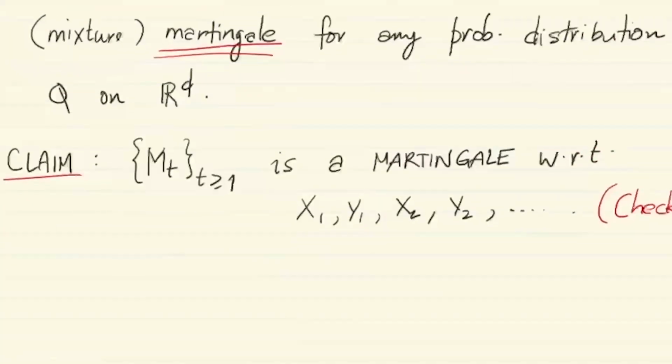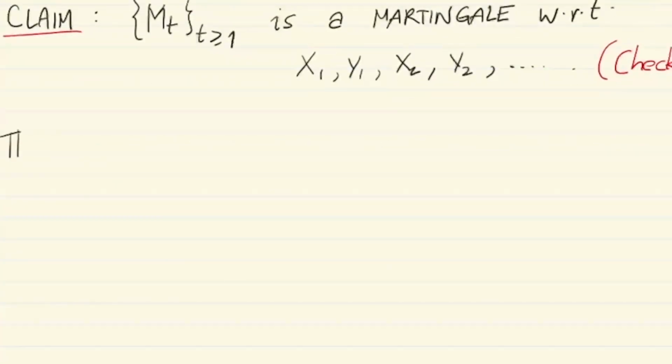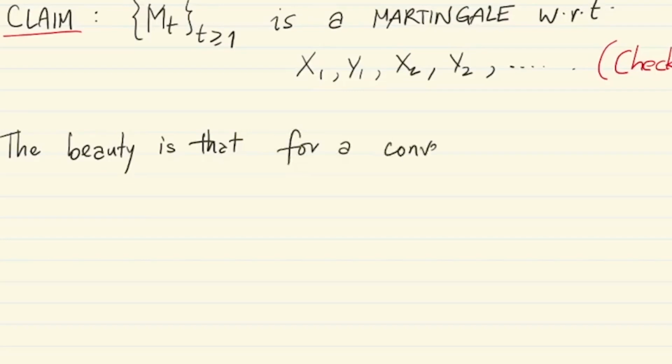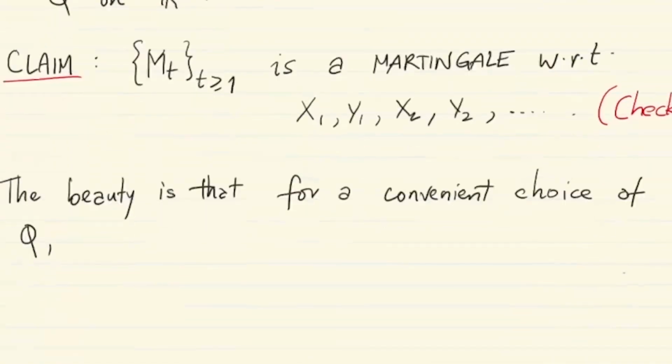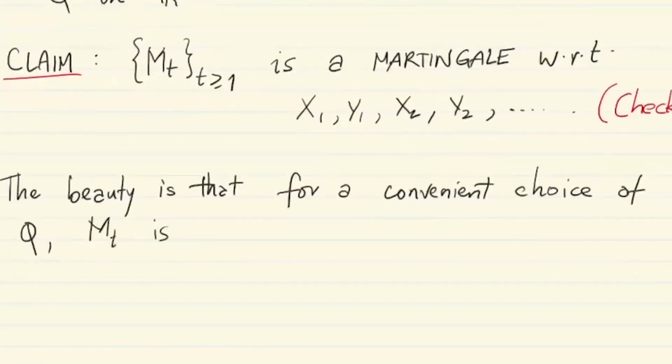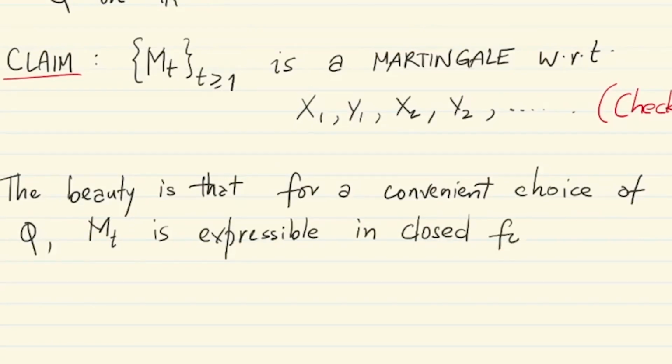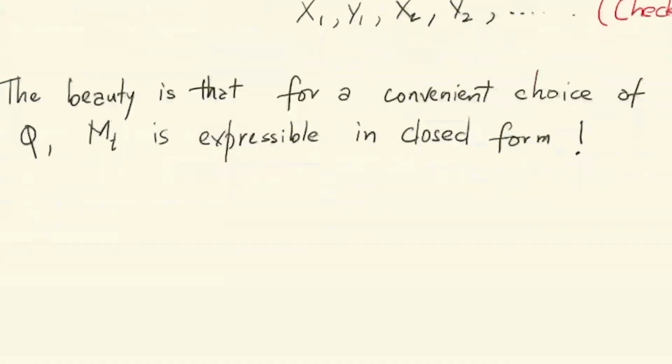Okay, and in fact the beauty here is that for a convenient choice of the distribution Q, the measure Q, there is actually an explicit closed form expression for M_t. M_t is expressible in closed form thanks to properties of the Gaussian measure. Okay, so this is remarkable.